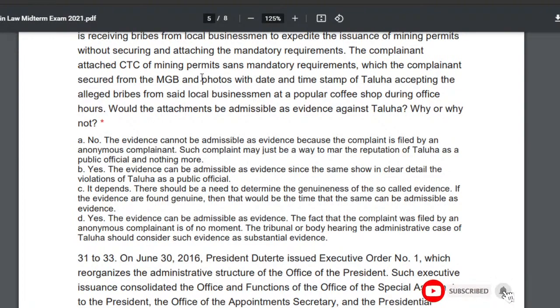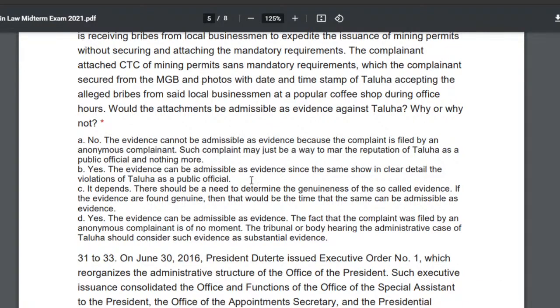You know what? In administrative proceedings, or when you file a complaint against a public official or employee, you can do so even if it's an anonymous complaint, okay? Please bear that in mind. Such complaint may just be a way to mar the reputation of Taluha, but in filing anonymous complaints against a public official or employee, you must attach substantial evidence to support your complaint, okay?